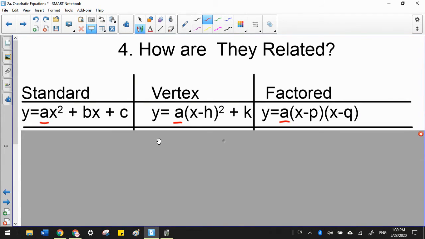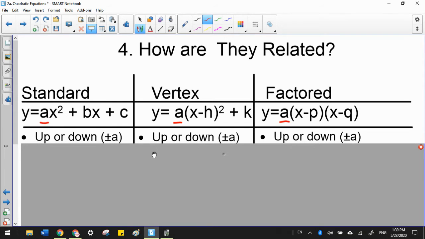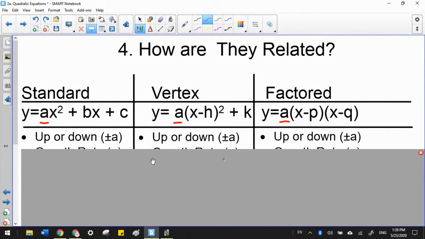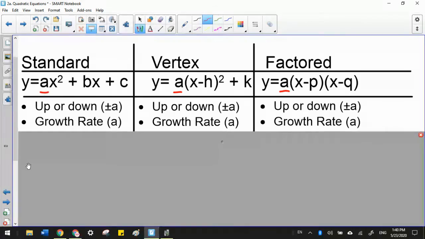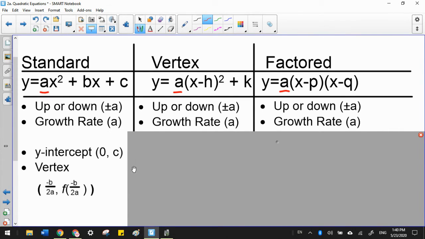So for all three formulas, we know that the A value tells us whether it's going to go up or down. And we also know that the A value is going to give us the growth rate, how steep or wide it is, based on how far A is away from 0. And that is where the similarities between the formulas stop. So for standard form, the easiest information to come by is the y-intercept because we're staring right at it. And the vertex is something you can remember based on the formula of the standard form.